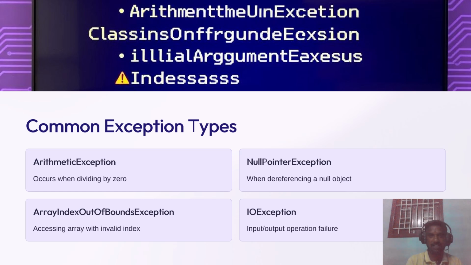For example, if an array has 5 elements, it stores the 5 elements. Suppose we try to access the sixth one, it automatically generates an error because the sixth one doesn't have any value. We have created an array that contains 4 or 5 values. If we try to access more than that, then it automatically generates an error. So that is called an array index out of bounds exception. Then finally, IO exception, input output operation failure.